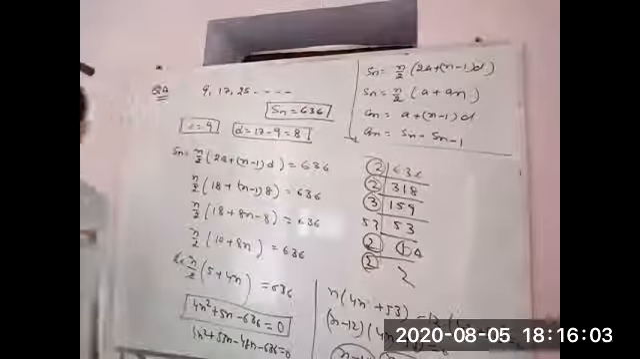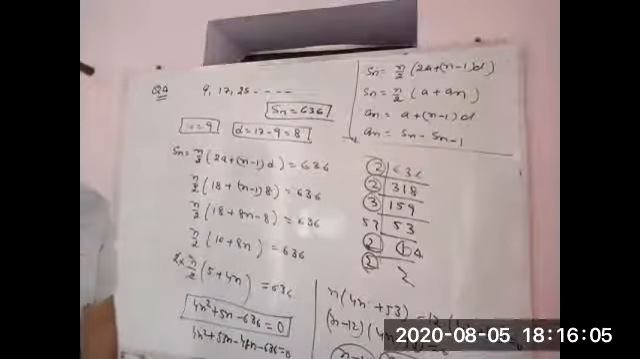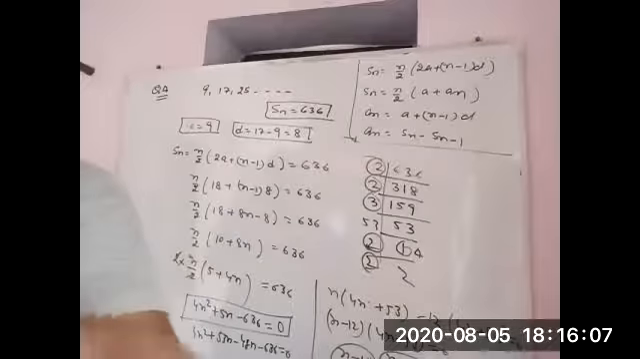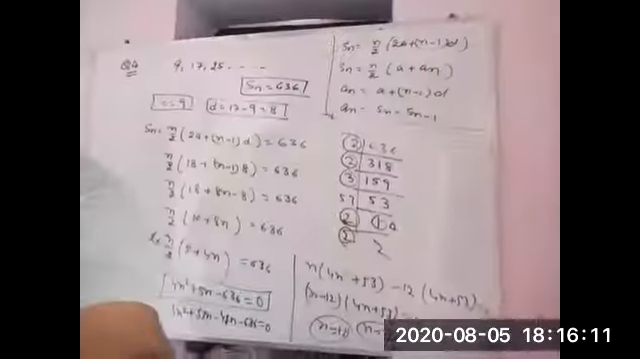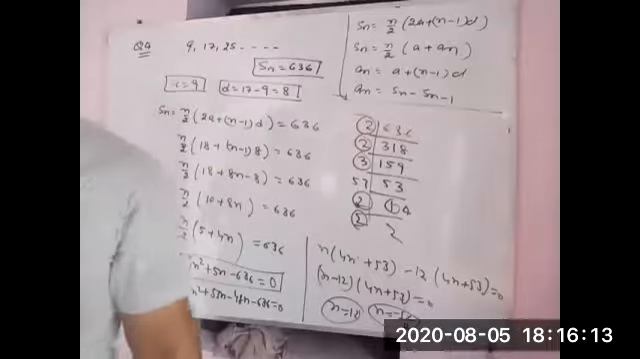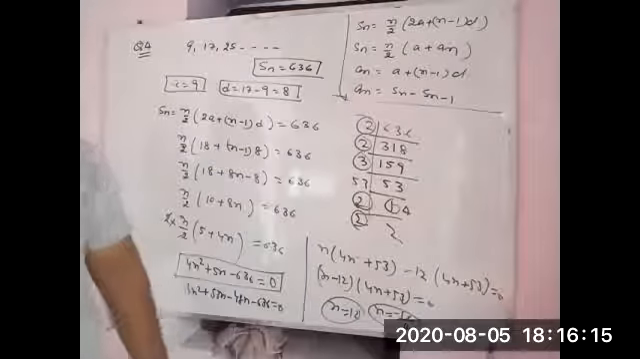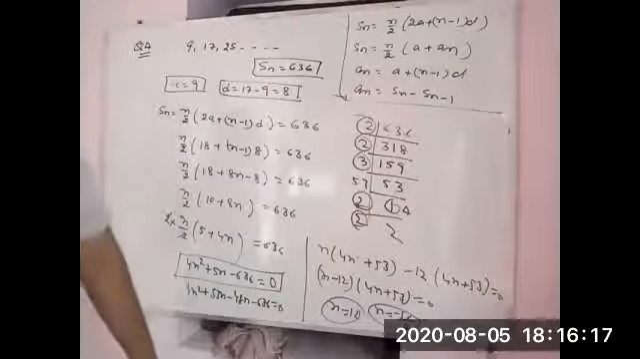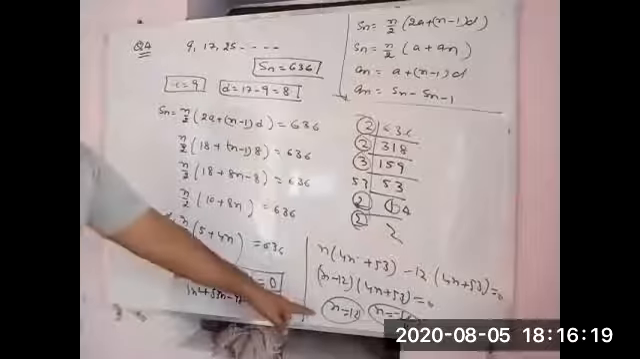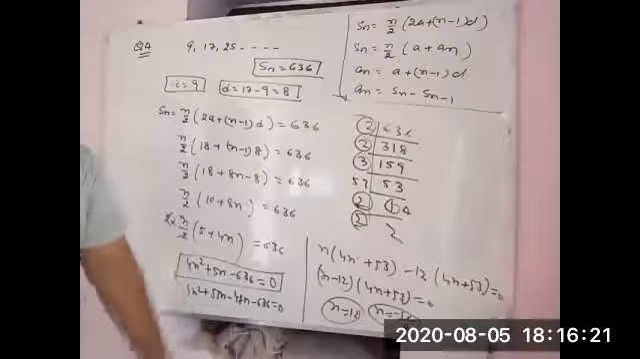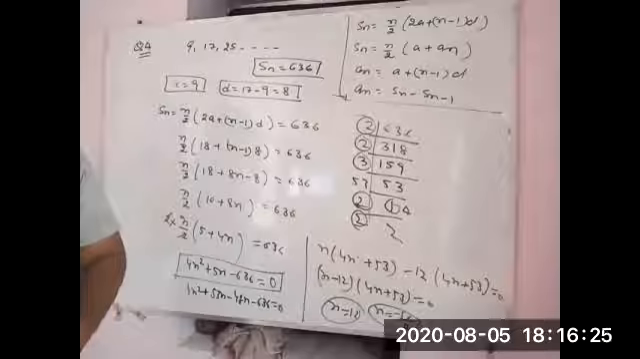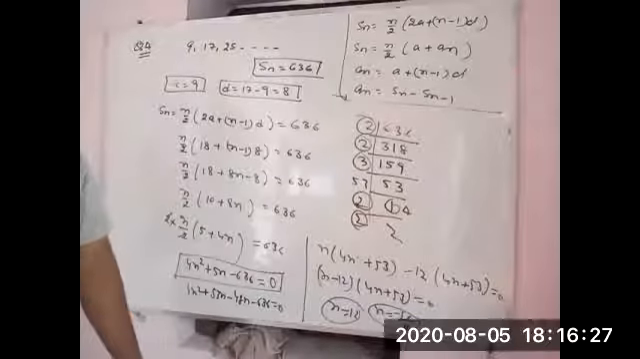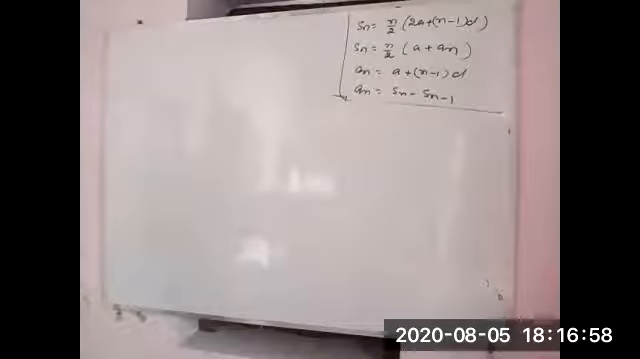Is 53 by 4 possible here? No sir, it cannot be possible because it's negative, and it is also not a natural number. So what will be the n value here? 12. We need 12 terms.